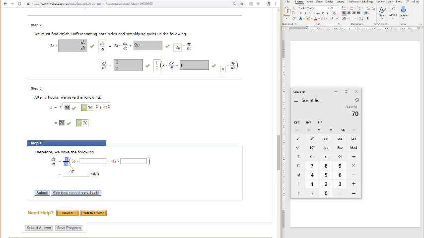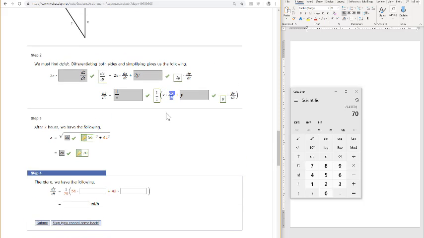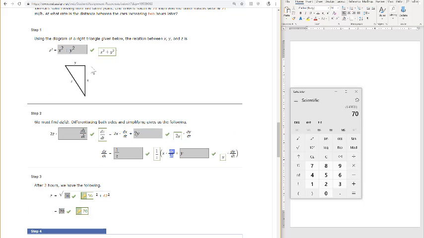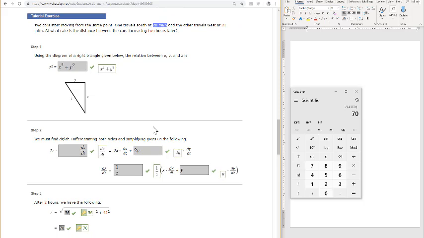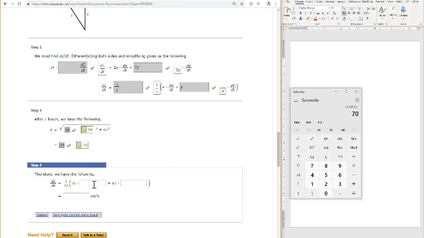So we have 1 divided by 70. And then we have x is 56 times dx dt. The guy going south is going 28 miles per hour, so that's our dx dt. So let's go 28 here. And then the guy going west, who in 2 hours has traveled 42 miles, was actually going 21 miles per hour.